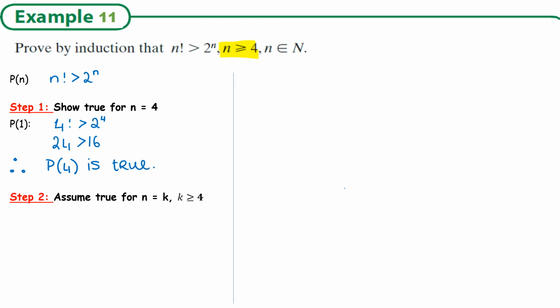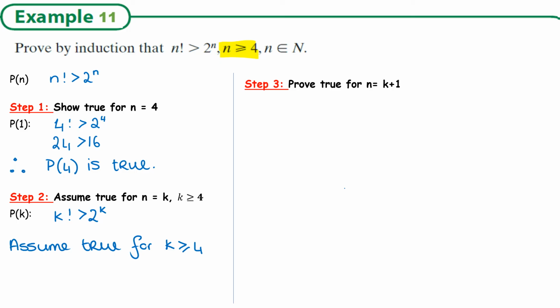Step 2. Assume true for n equals k, where k is greater than or equal to 4. So we're going to have k factorial greater than 2 to the power of k, and we're going to assume true for k greater than or equal to 4. Then we have to prove true for n equals k plus 1. So we have k plus 1 factorial is greater than 2 to the power of k plus 1.